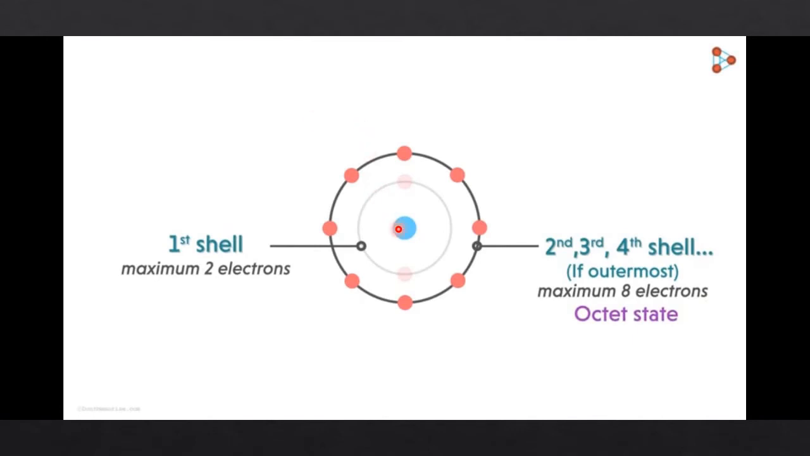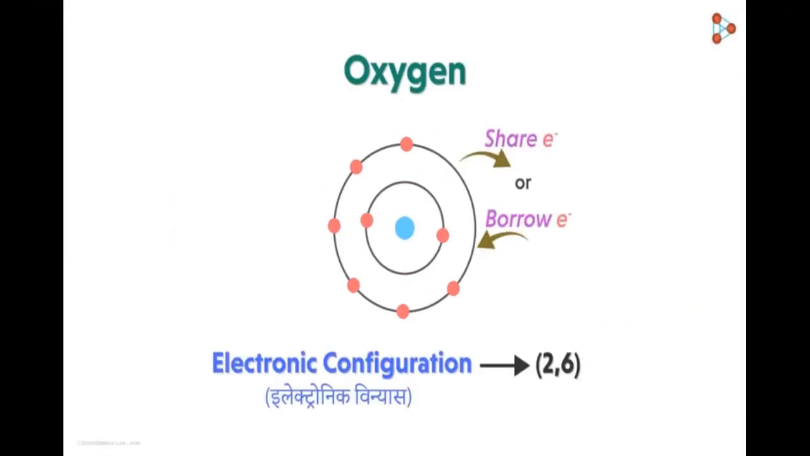As you have seen in this diagram, the nucleus is present in the middle. The first orbit has 2 electrons. The second orbit has a maximum of 8 electrons. The second, third or fourth shell contains 8 electrons, and that is how the octet is formed.